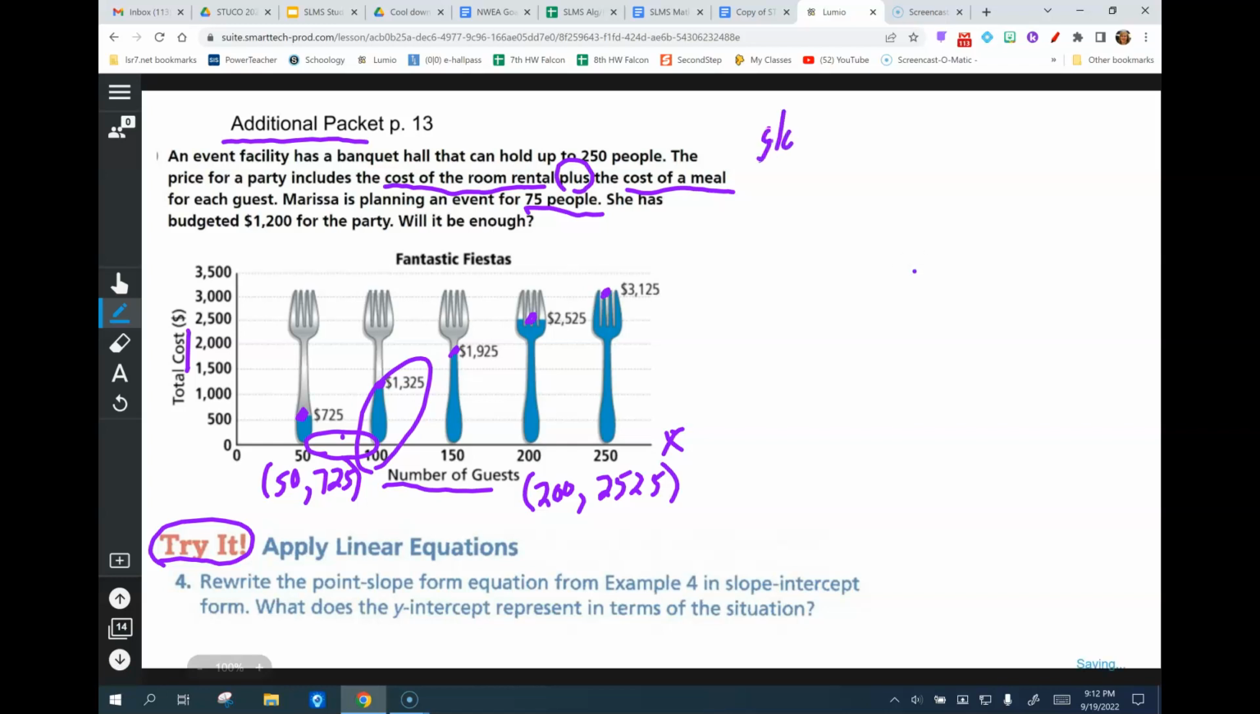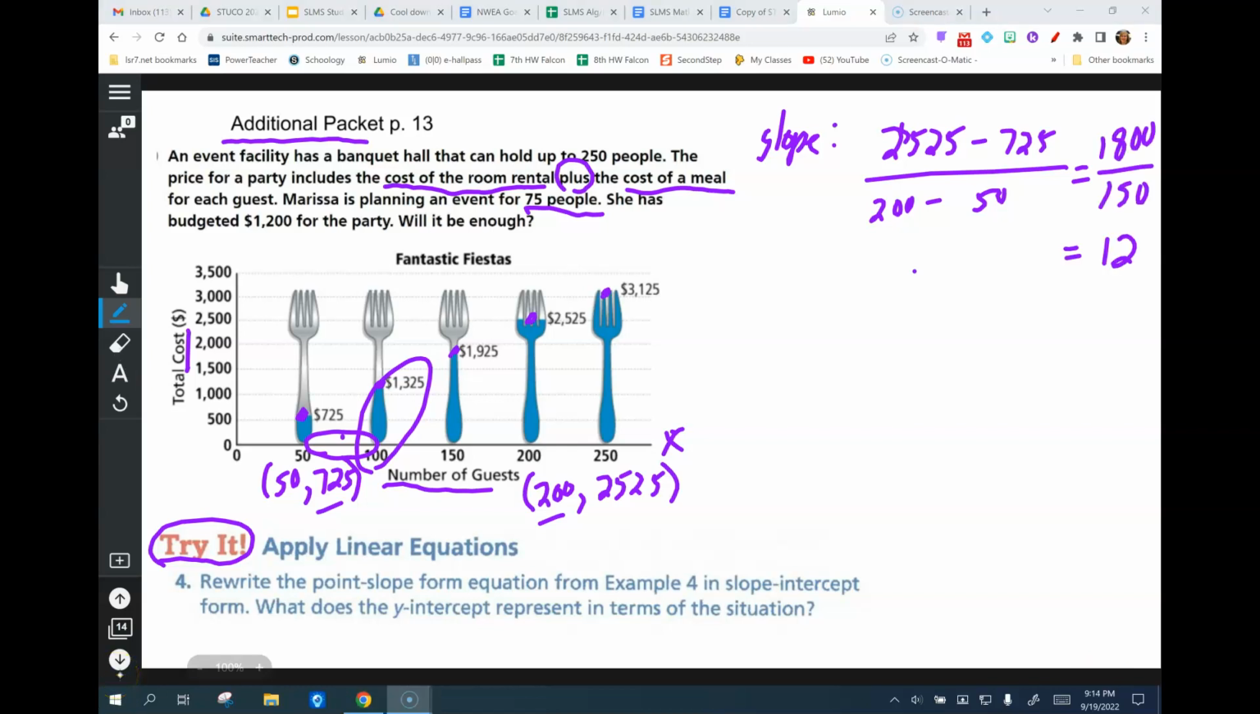So let's first find slope. Subtract y over subtract x. So you're going to take 25 minus 725 all over 200 minus 50. What's my slope? Go. Okay, so my slope is 12. Let's just think about that for a second. My slope, remember, is y over x. So that means the cost is $12 per one guest. Okay, that's my slope, just to let you know.